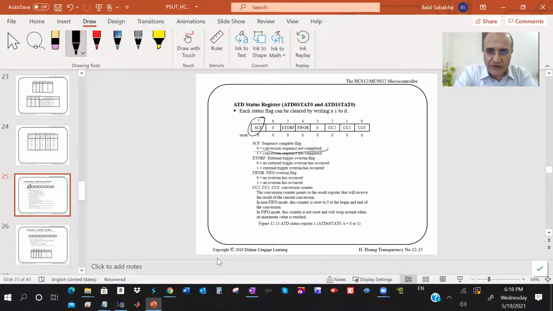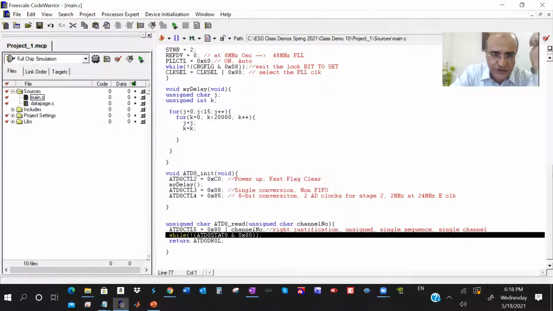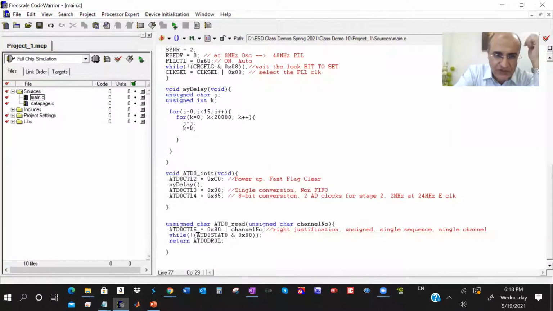As long as this bit is a 0, meaning the conversion is not complete. When it becomes a 1, then the conversion is complete and the data is ready in the data register. So I stay stuck here as long as this bit is 0. When it becomes a 1, the condition becomes false, right? 1 AND 1 becomes a 1. NOT 1, meaning 0, while 0 is false. So you move to the next statement, which is the return. What do I return? The data result, data register 0, low, the lower 8 bits. Okay, I returned it.